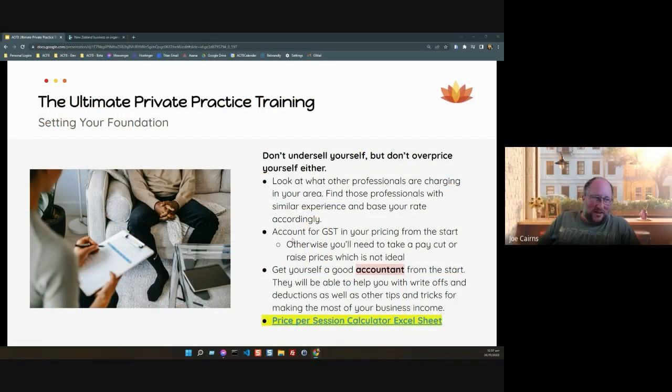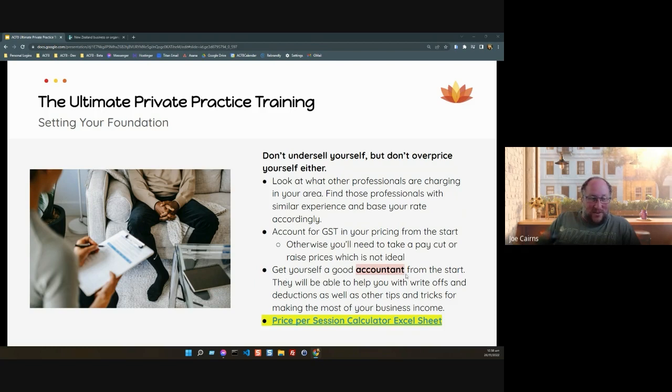Be. And then, as Ashley said, account for GST here. So put in that 15% right from the beginning, so that you don't have to take a hit when you do actually have to start paying that GST. It's already accounted for.